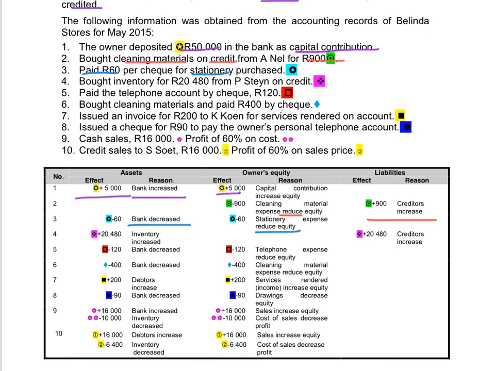Bought inventory for 20,480 from P. Steyn on credit. So we don't pay for it immediately, we buy it on credit. Therefore, we increase our inventory. Inventory is an asset, so my assets will increase. We owe the money to a creditor, so it means that my liabilities will increase.